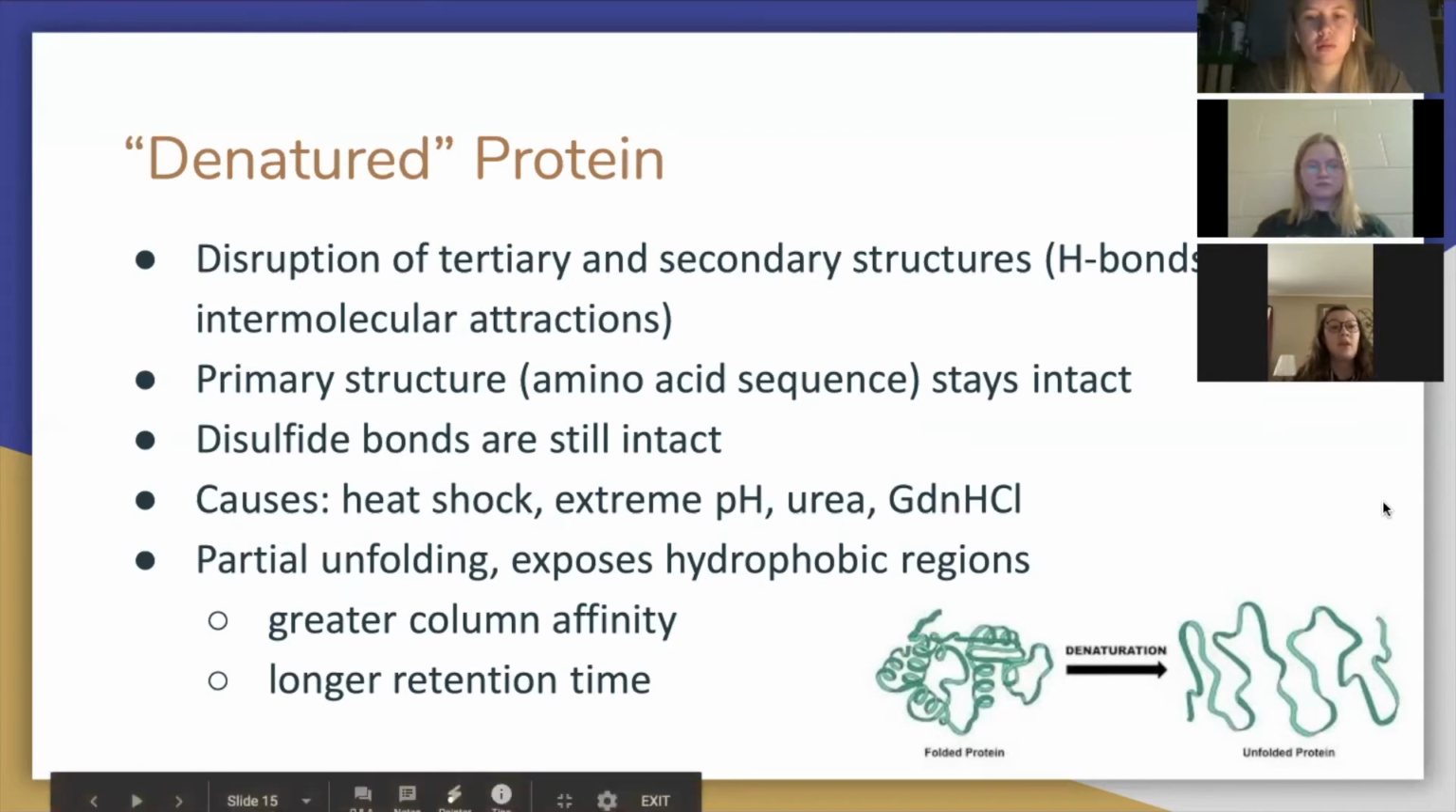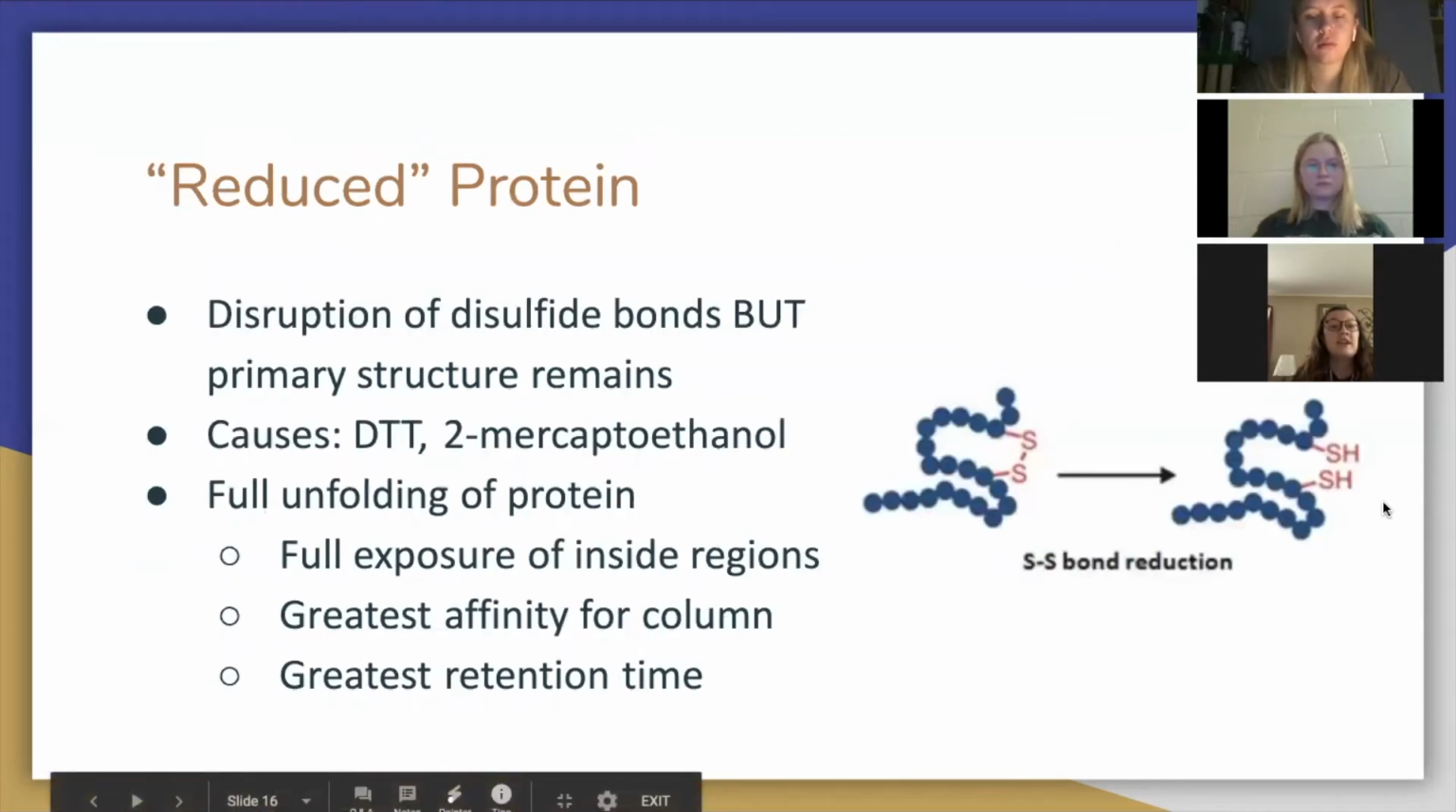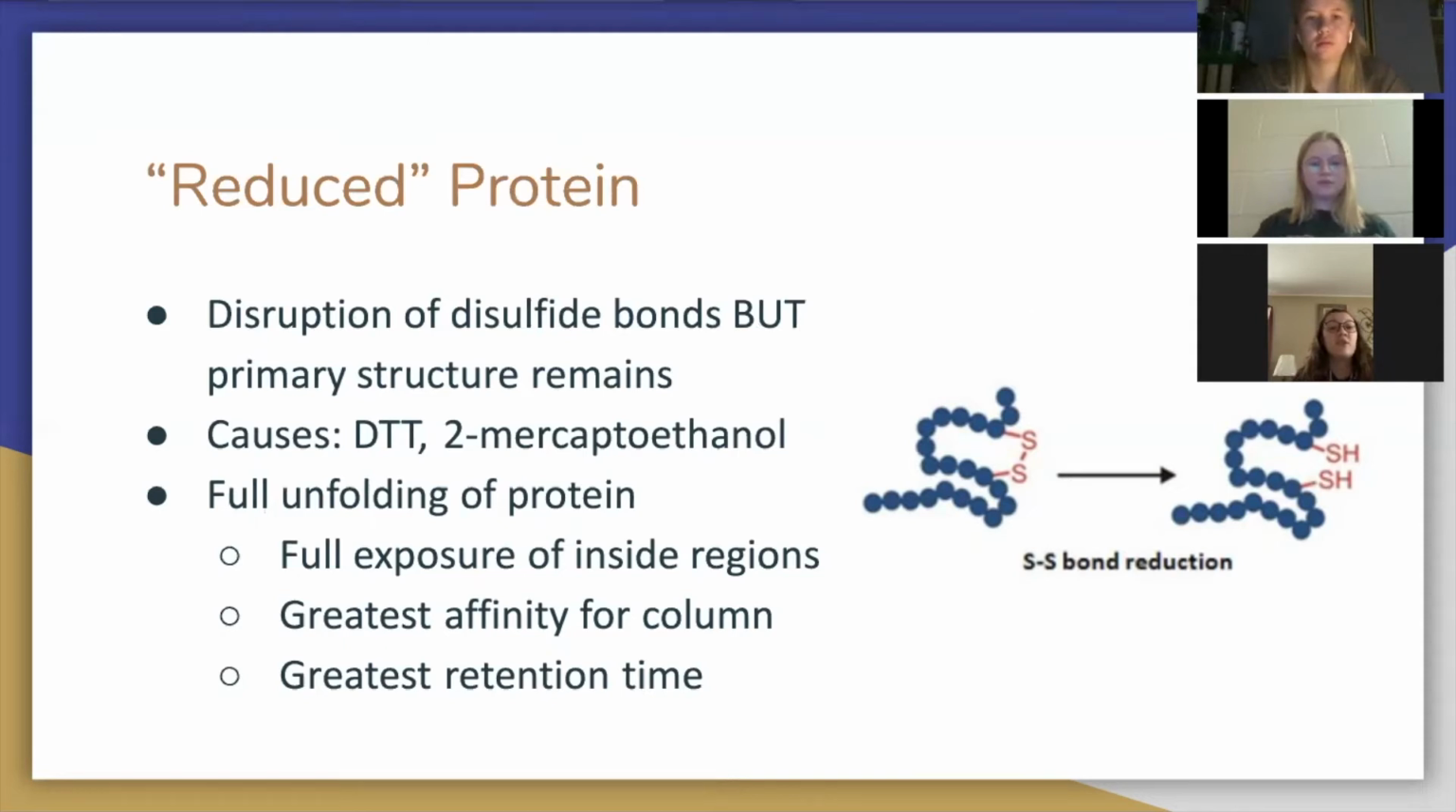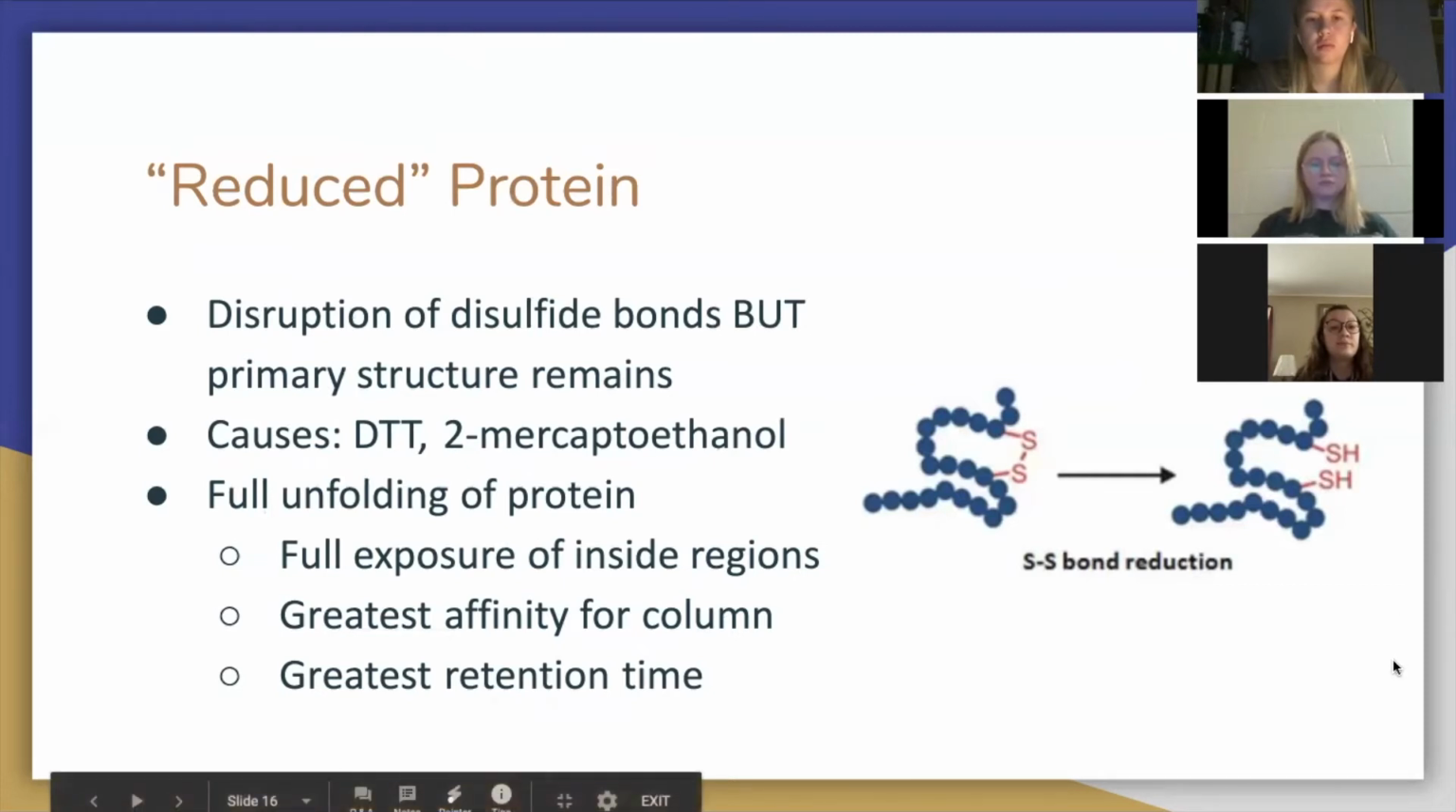The final protein we looked at is the reduced protein structure that disrupts the disulfide bonds, but the primary structure remains intact. The cause of this is DTT and 2-mercaptoethanol. This reduces and fully unfolds the protein, so there is full exposure of the inside regions, and it has the greatest affinity for the column and the greatest retention time.